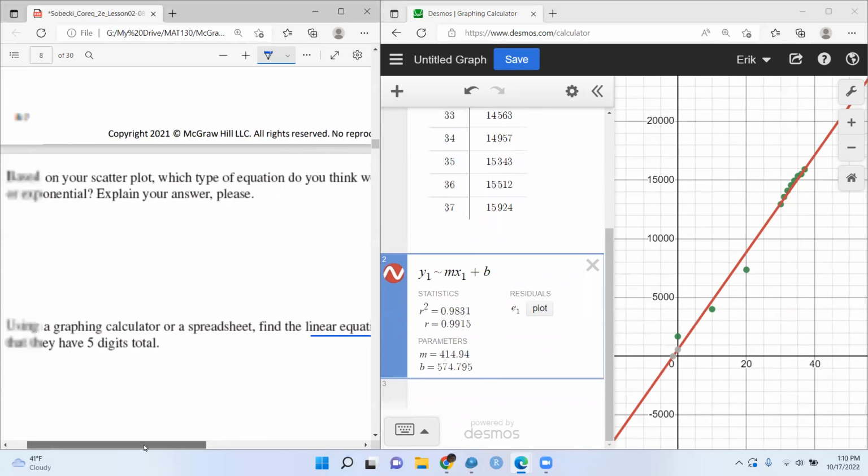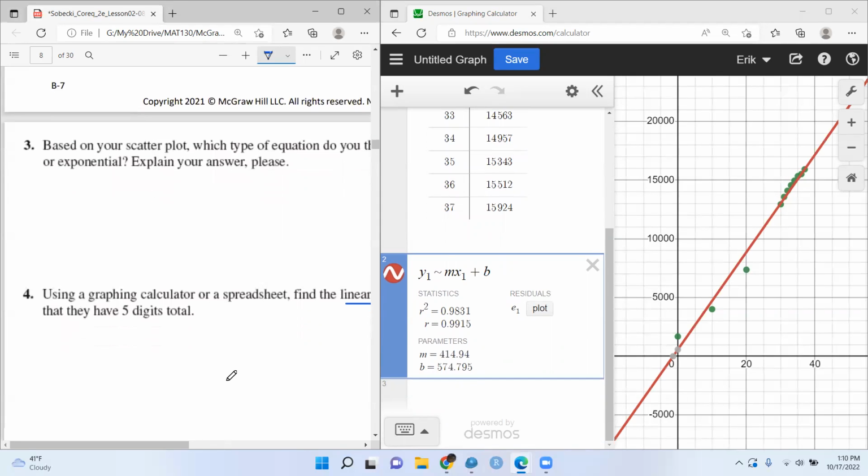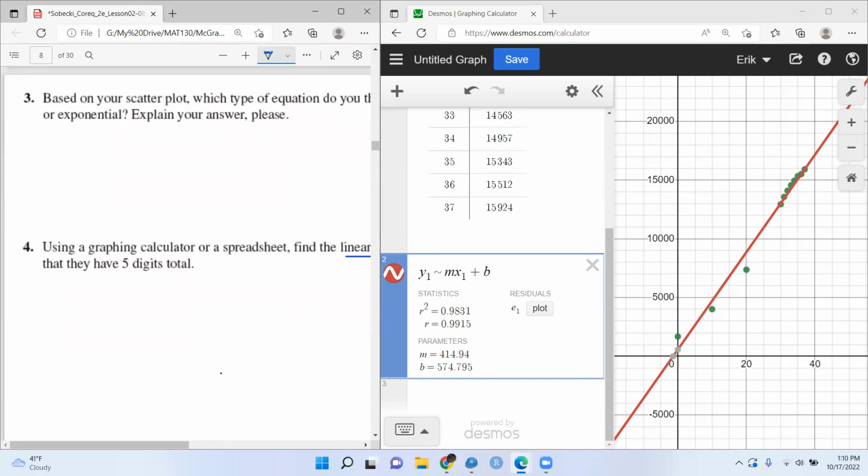And then our author says to round all coefficients so that they have 5 total digits. So I'm going to take this equation and write it down here using this m and this b. I'm also going to use function notation because it's going to be helpful for later things. So I'm going to let the linear equation be called f of x: 414.94x plus 574.80. That's our equation. That's our linear model. Has everyone got that?